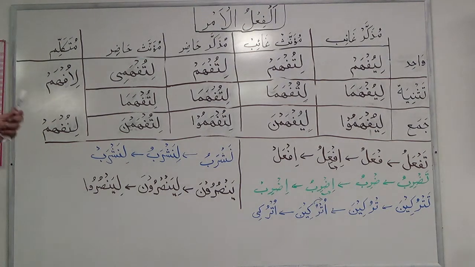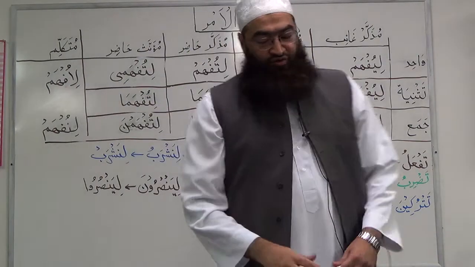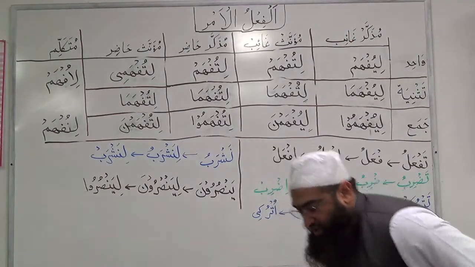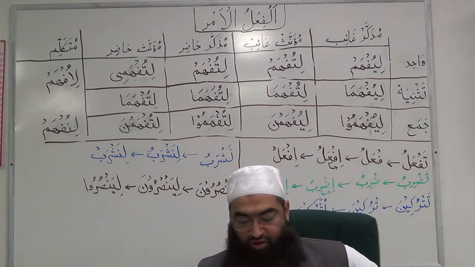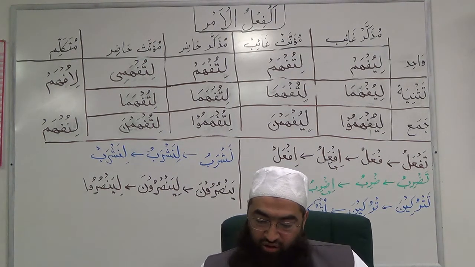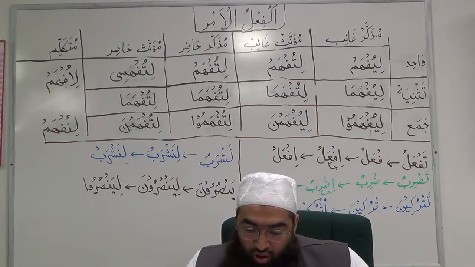So this is majhul. So Amr has a ma'ruf also, and we understood the meaning when it's in the ma'ruf. And Amr has a majhul also, and we understood how it becomes majhul and the meaning it brings when it's majhul. Okay.